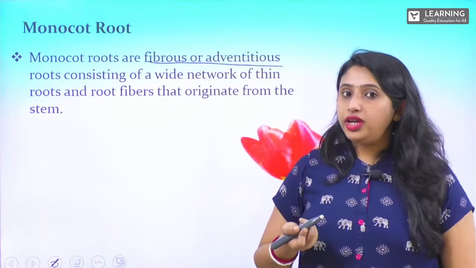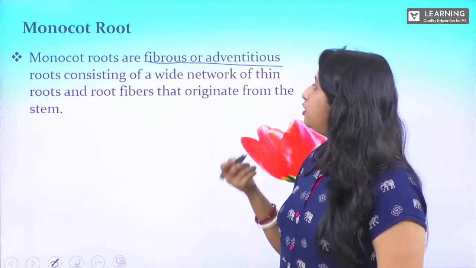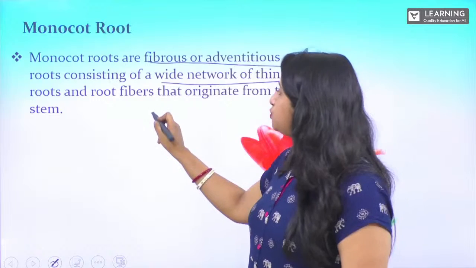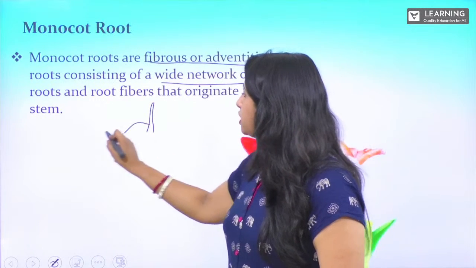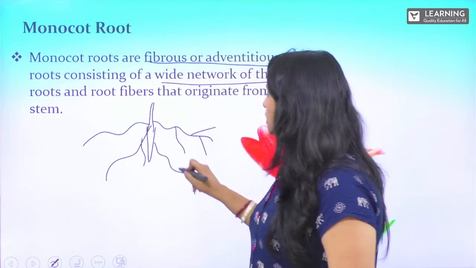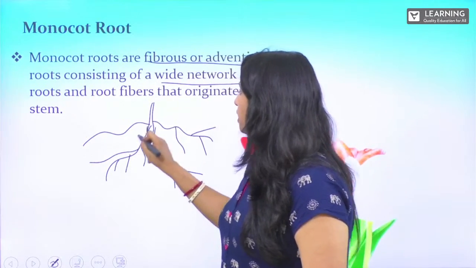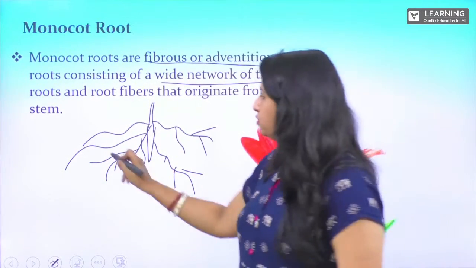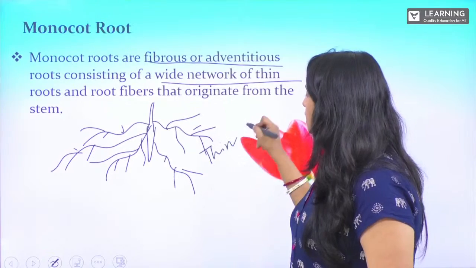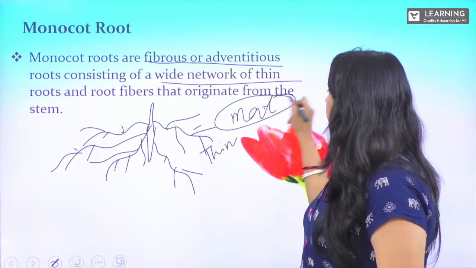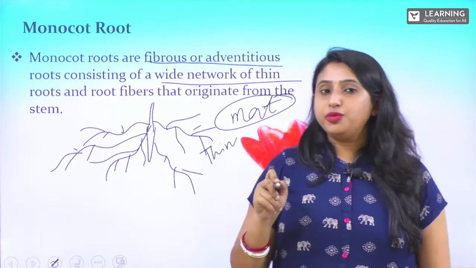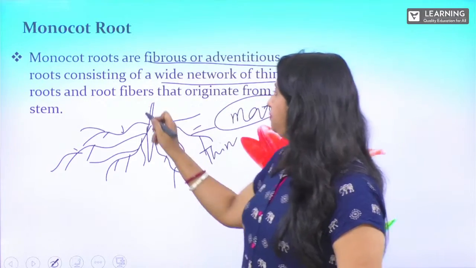So in case of your wheat, you will find these fibrous or adventitious roots consisting of a wide network of thin roots. How are these monocot roots? They are very, very thin roots, and they are arising from where? They are arising from the tap roots, that is your primary roots. They are arranged in the form of a mat, and they are basically fibrous roots and the adventitious roots.